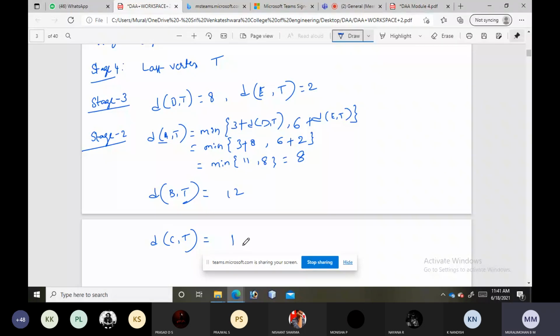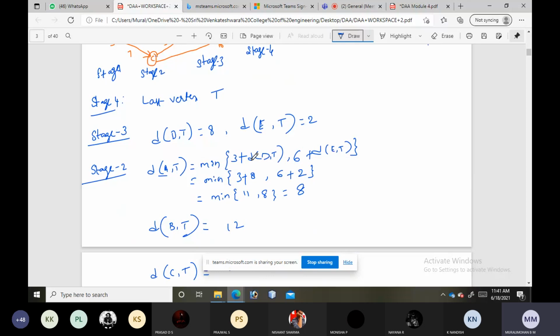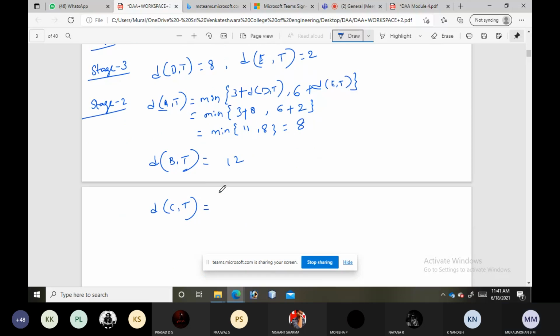How is it 10? Kindly check once again. C to T. 5, sir. We are having one more path, C to E and E to T. You can just check, C to E is there, E to T is the shortest distance we are having from C to T. So we will take this as 5. Okay. Now stage 2 is finished.